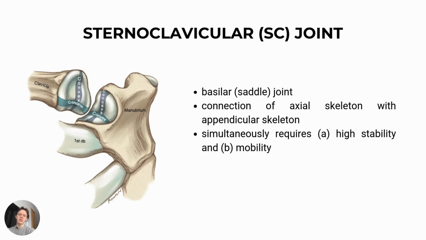So it helps us to translate the power from the upper limb to the body and vice versa, and we already know that it simultaneously requires, first of all, high stability as well as high mobility, which are provided by periarticular connective tissues as well as by the irregular saddle type joint shape, as you can see here in the picture.